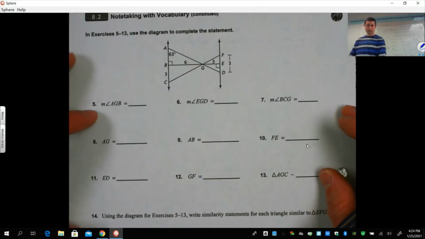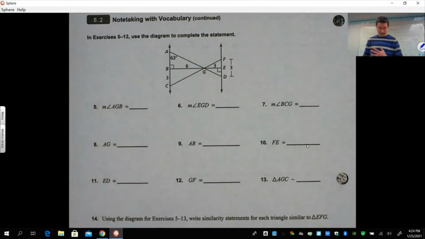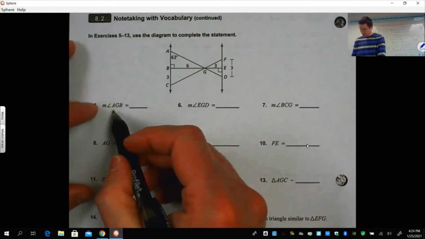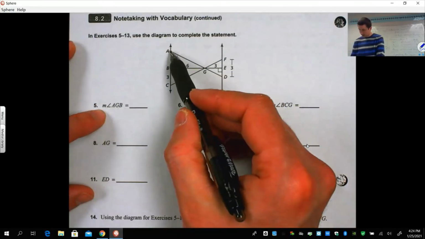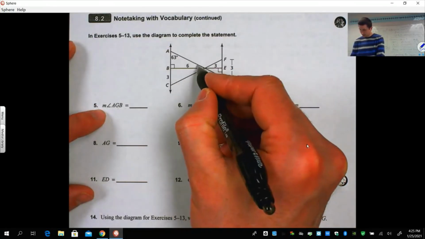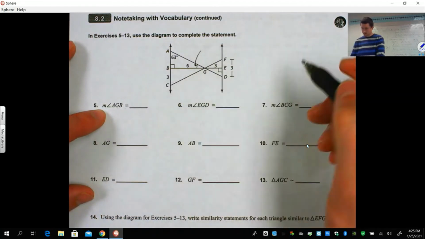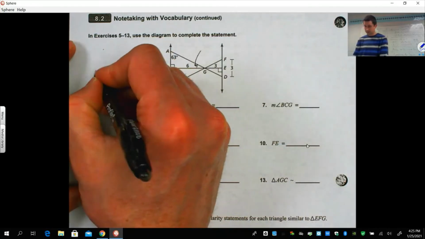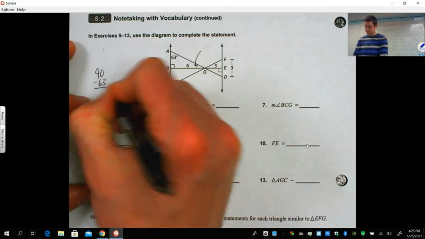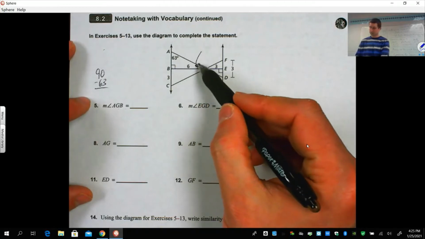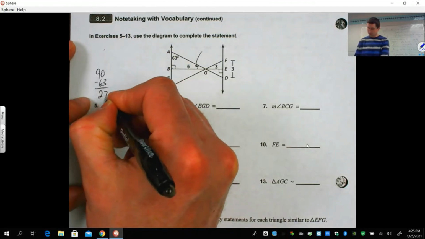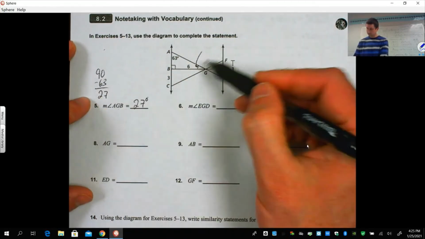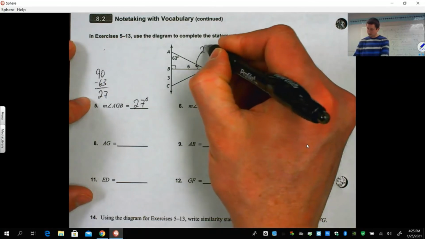Alright, this diagram. Use the diagram to complete the statement. You'll have one similar to this. Okay, so measure of angle AGB. They want this angle right in there. So we have a 90 and a 63. So this angle has to be 90 minus 63, because those two angles should be complementary. That would be 27. So I'm going to say that's 27 degrees. Label it on there.